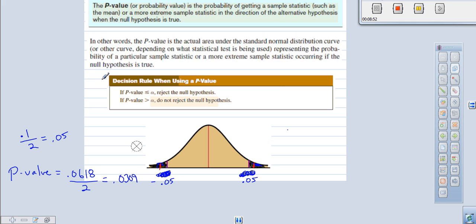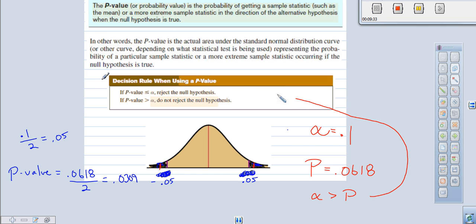So in this case right here, my p-value is 0.06. So what we're looking at is this. We started off with a significance value of 0.1. My p-value is 0.0618. Therefore, my significance value is greater than my p-value, and in that case, I'm going to reject the null hypothesis. Okay, so now we got one more little thing here.